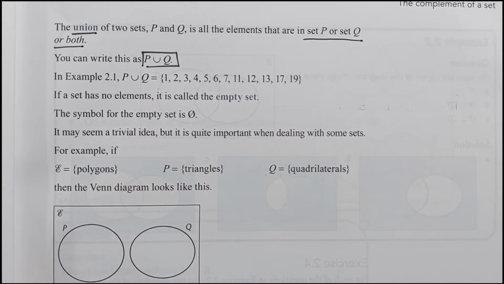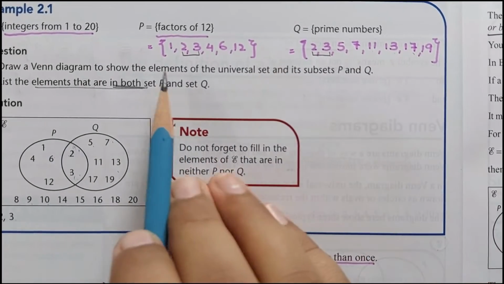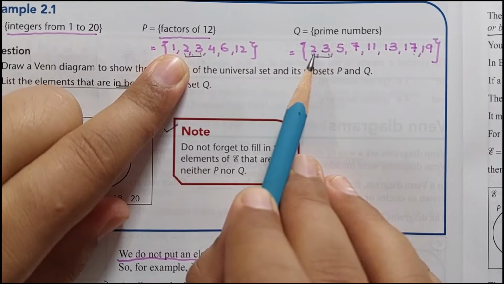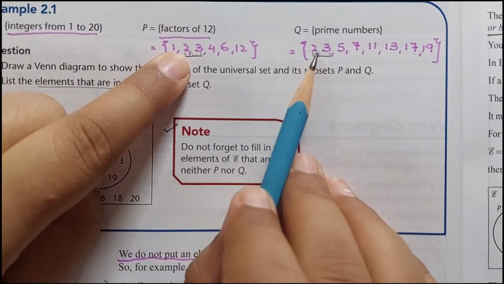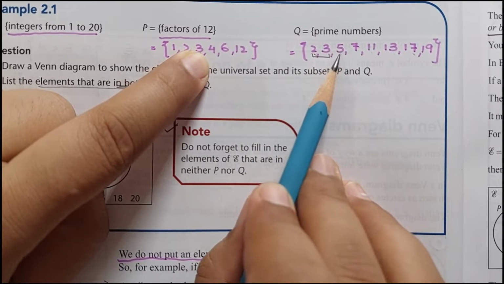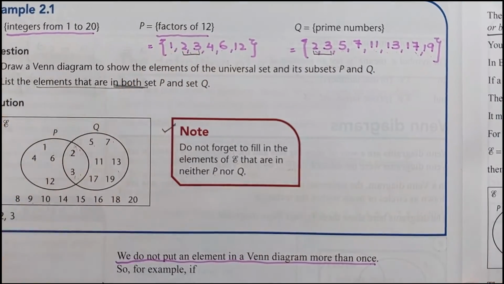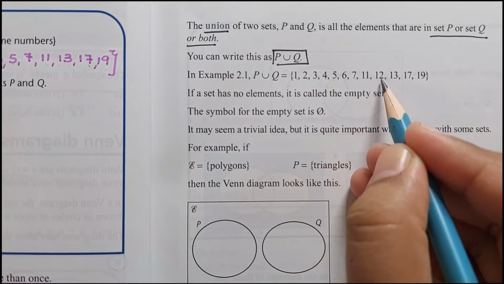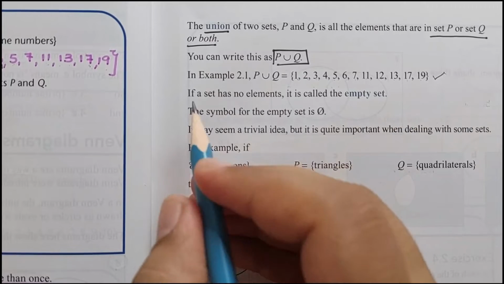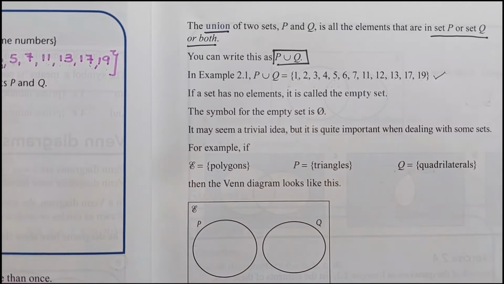Let me show you this example 2.1. So how can we list P union Q? It is 1, it is 2. We can write down the 2 just once, because we have learned in the Venn diagram that if numbers are repeated, we can just write them once. It's 1, 2, 3, 4, 5, 6, 7, 11, 12, 13, 17, and 19. So this is the union. Let me check: 1, 2, 3, 4, 5, 6, 7, 11, 12, 13, 17, and 19. Yes, it's correct.